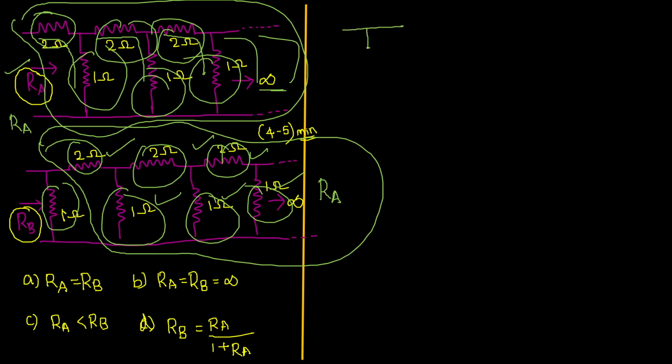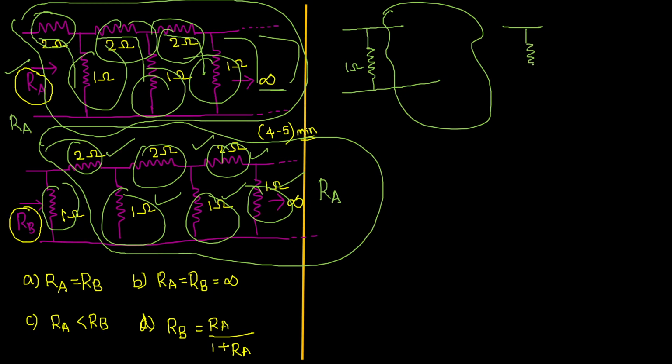I can draw like this. First a 1 ohm resistor, then the remaining total network. Replacing the whole network, what am I going to do there? I am just attaching RA with this. Replacing this entire portion, I am just putting RA over there. Is there any mistake in my conclusion? From here we are calculating RB.